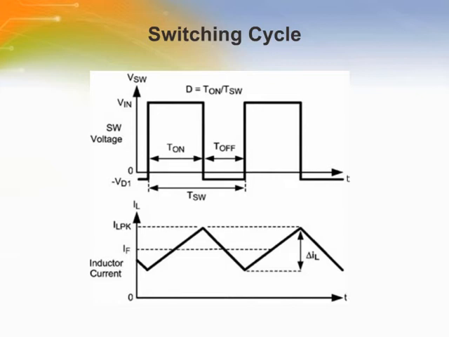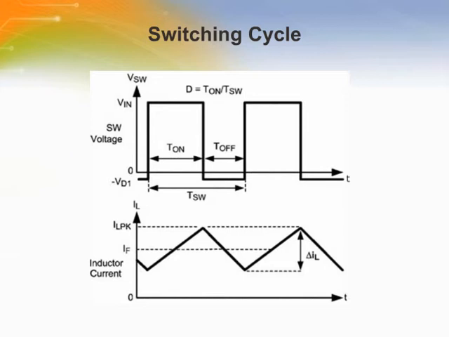A switching cycle begins at the falling edge of the reset pulse generated by the internal oscillator. When this pulse goes low, the output control logic turns on the internal NMOS power switch. During this on time, the SW pin voltage, VSW, swings up to approximately VIN, and the inductor current, IL, increases with linear slope. IL is measured by the current sense amplifier, which generates an output proportional to the switch current.